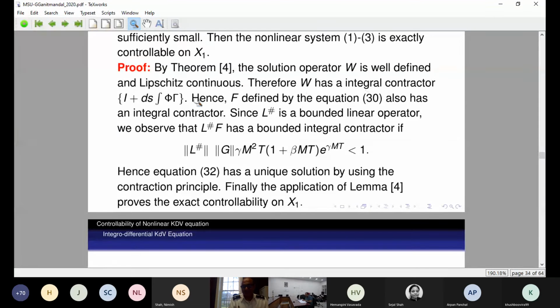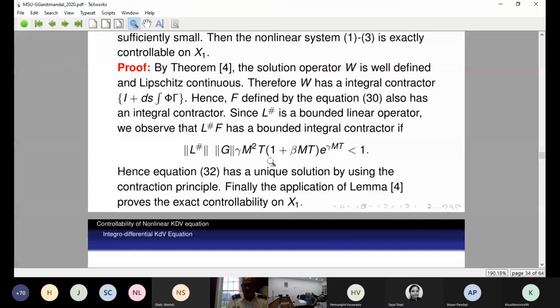That's why W is an integral contractor. That's why capital F is an integral contractor, because capital F is defined in terms of small f and W. And naturally, if this condition is satisfied, then our equation has a unique solution using the contraction principle, and we can have the exact controllability by using the contraction method.